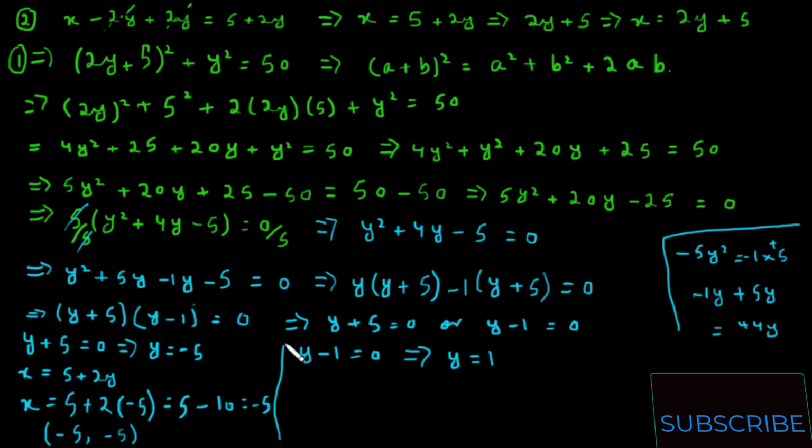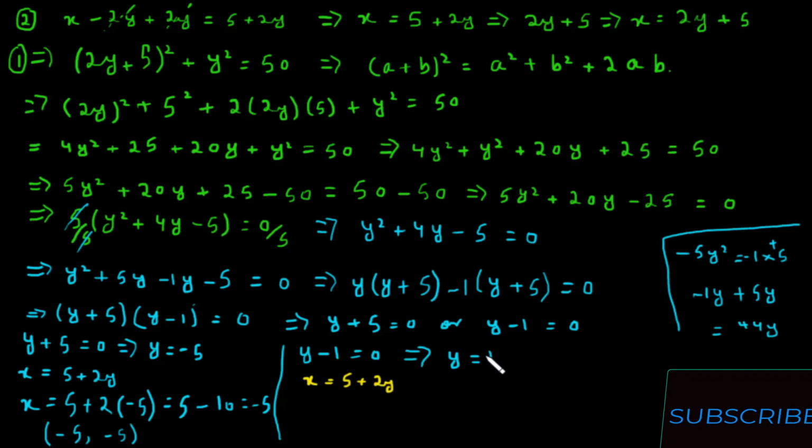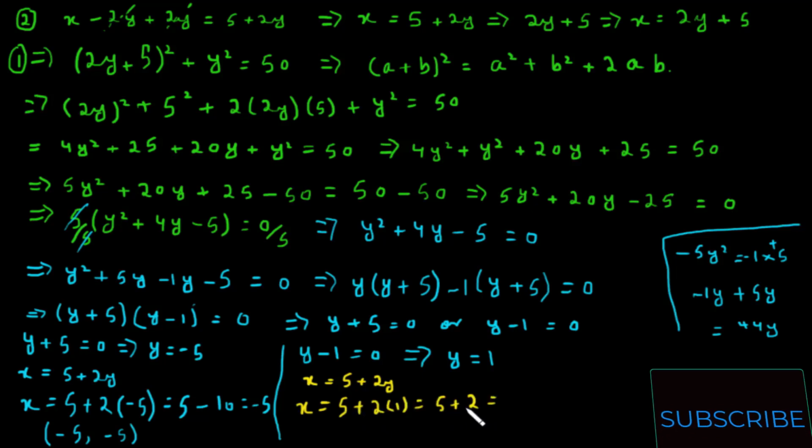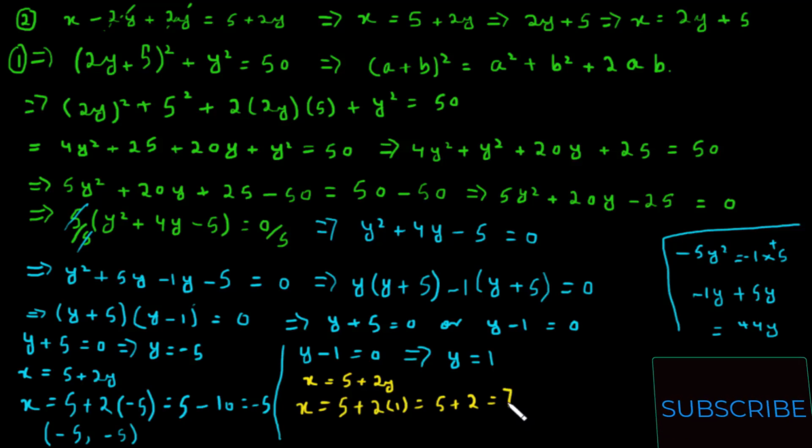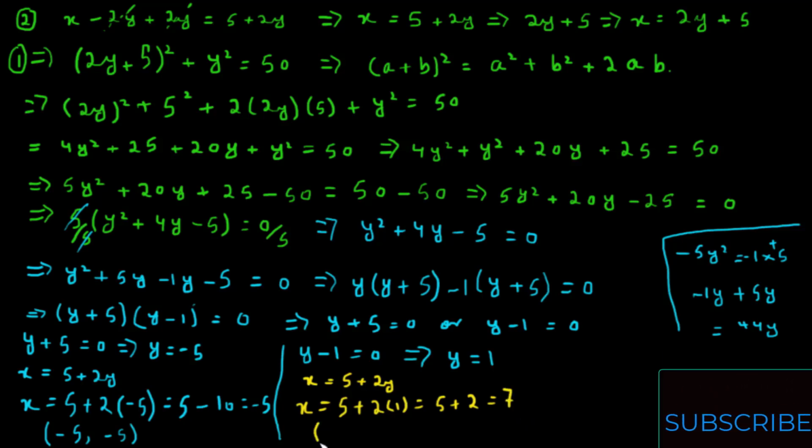Now similarly, I will use this same equation, that is x is equal to 5 plus 2y. So substituting y, that is 1, in this equation, we get x equal to 5 plus 2 times 1, which is 2. So 5 plus 2 will give me 7. So when y is equal to 1, x has a value of 7. So this is one pair of x and y, and this is another.